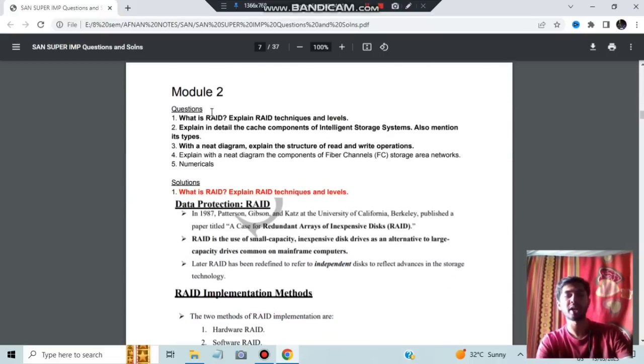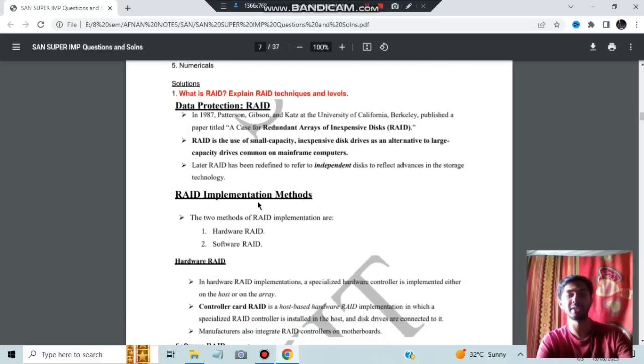Moving on to module 2, we have: what is RAID? Okay, RAID means Redundant Array of Inexpensive Disks. It is a way to store the data inexpensively. That is called RAID. What are the RAID techniques and levels? Before that, they can also ask about the implementation methods.